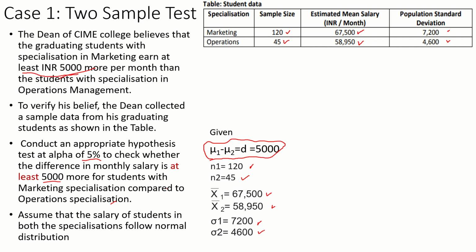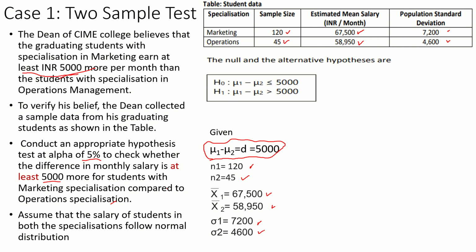So the null hypothesis can be framed like this: mu1 minus mu2 is less than or equal to 5000. The claim is at least, meaning more than, 5000. The null hypothesis is the existing theory, because the claim is questioning the theory, as we have discussed in the earlier lessons. Therefore, the null hypothesis is against the claim: it is less than or equal to 5000.